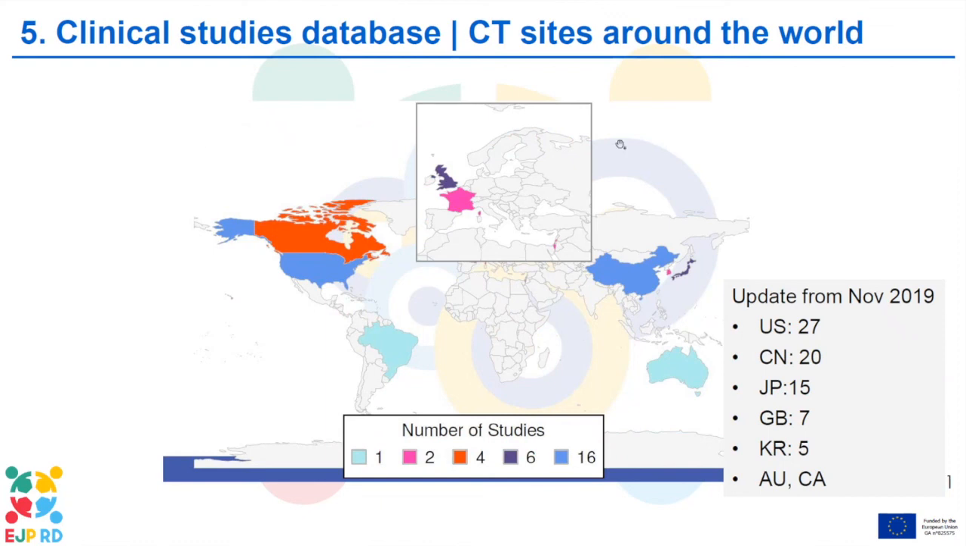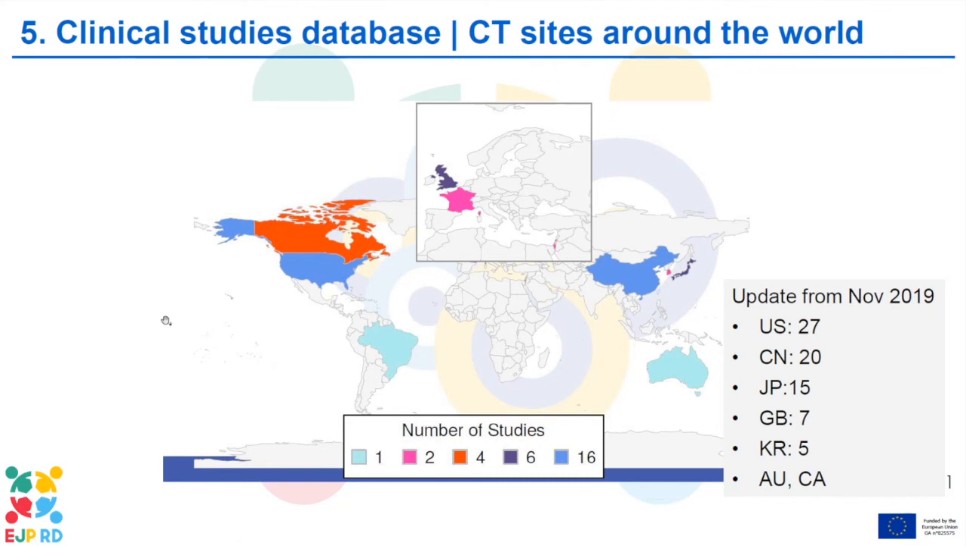Looking worldwide, clinical trials are taking place most numerously in the US and in China, followed by Japan, Great Britain, the Republic of Korea, South Korea, that is, and Australia and Canada with 4 each. Okay, so that's just a really quick overview of the clinical trials which involve human pluripotent stem cells.